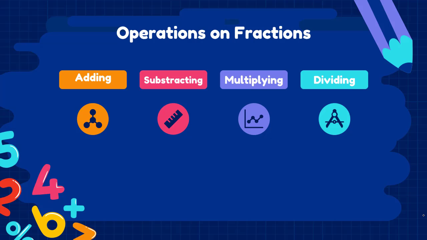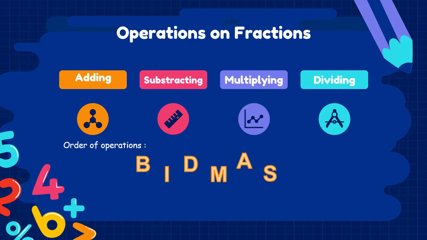So before we solve all the operations of fraction, we have to know about the order of operations. Okay, I have an acronym here, BIDMAS. So we have to start with the brackets, and then after that we continue to the indices or power, and then we continue to the division, multiplication, addition, and subtraction. So you have to follow this order.